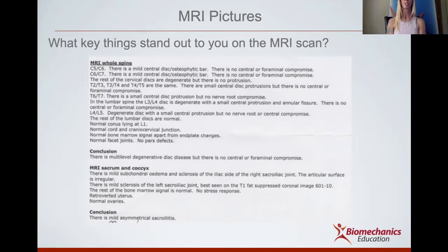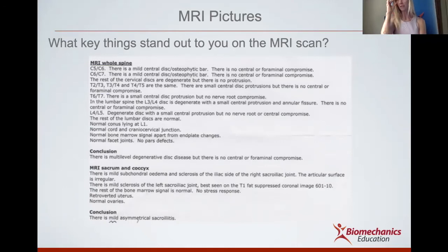Normal cord and cranio-cervical junction, normal bone marrow signal apart from end plate changes. So the bone marrow signal is the way the MRI scan shows the signal in a certain light, but it is showing us there's end plate changes, so the end plates of the vertebrae. Normal facet joints and no pars defects.